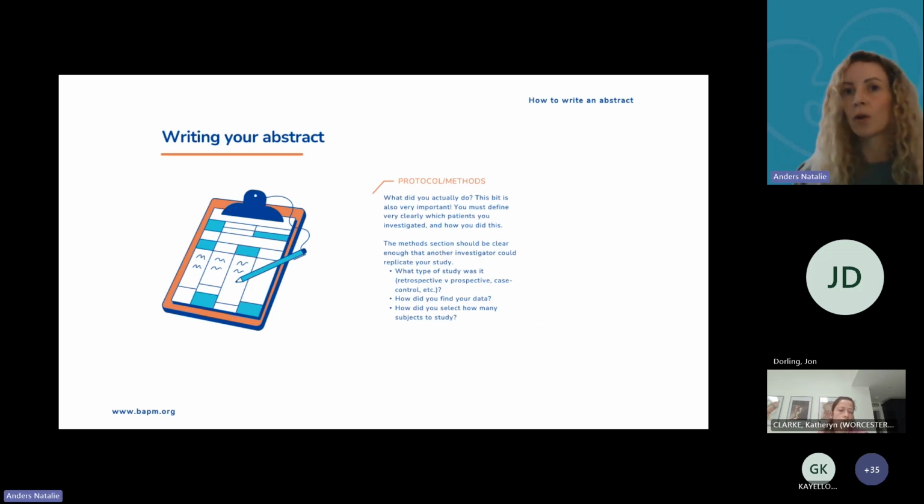So then if we move on to protocol and methods, what did you actually do? You must define clearly which patients you investigated and how you did this. The method section should be clear enough that others can replicate your study if they want to do further studies on what you've done. What type of study was it? Was it a retrospective or a prospective case control, etc.? How did you find your data, and how did you select how many subjects to study?